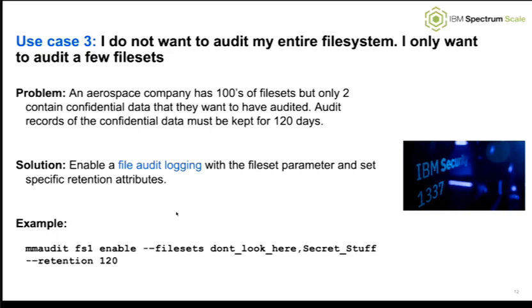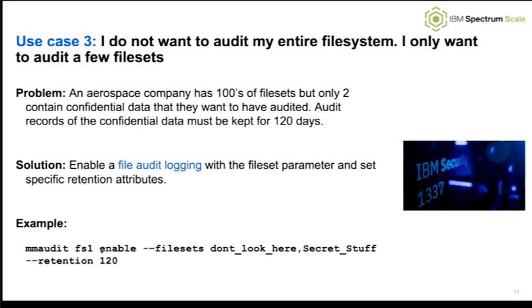So let's take an aerospace company, for example. They have hundreds of filesets, but only 2 they want to audit because they contain confidential data. For security and compliance reasons in their organization, records of what happened on those 2 confidential data filesets need to be kept for 120 days. So without having to watch all of the other accesses on the file system that they don't really care about, they can enable a fileset audit on just the 2 filesets that they care about.